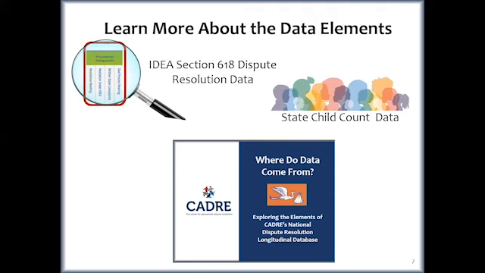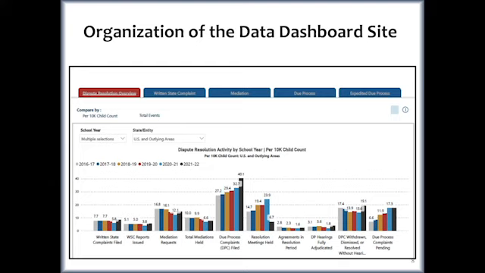CADRE's Dispute Resolution Dashboard is organized into 5 areas. The landing page brings you to the Dispute Resolution Overview page, showing 5 tabs. The first is the Dispute Resolution Overview tab housing the charts, where all dispute resolution activity is combined. Here you'll find graphs for all dispute resolution activity by school year and states. You'll also find the relative use of dispute resolution options chart, which will be explained later in this presentation.